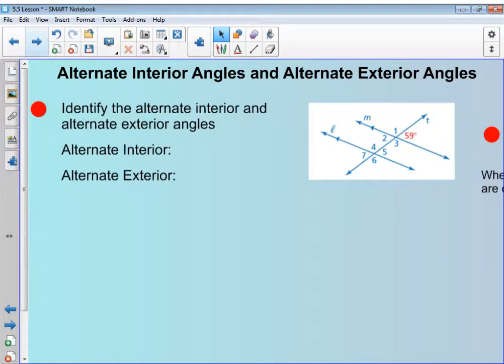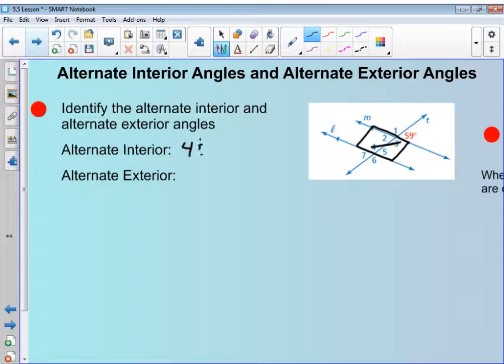Okay, so it says identify the alternate interior and alternate exterior angles. So let's focus on the interior first. Okay, so where are my interior angles? Right here, that are inside of this box. Okay, alternate, they're diagonal from each other on the opposite sides of the transversal. So this 4 and 3, those would be alternate interior angles, angles 4 and 3. Okay, so then my other set would be these two, angles 2 and 5.